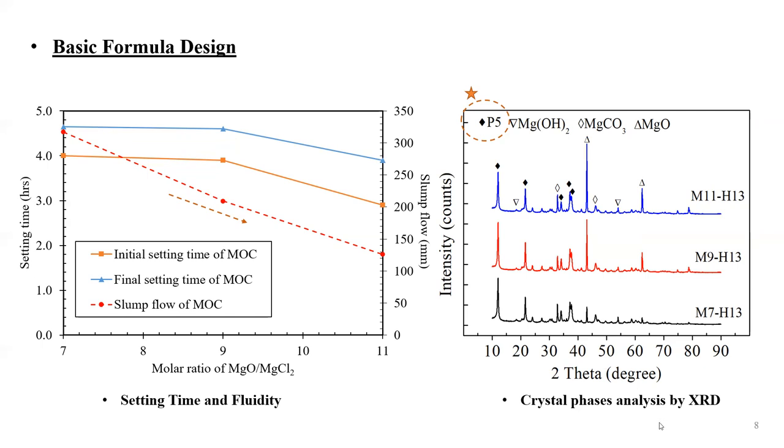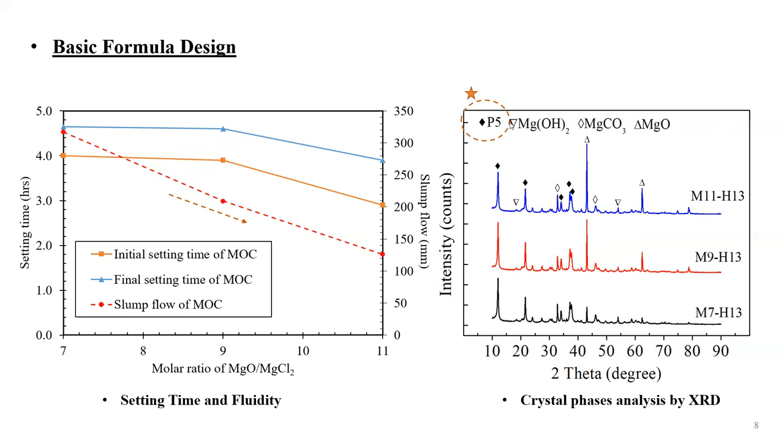We also tested the crystal phase by the XRD macro scale study test. These figures show the crystal phase analysis by XRD for M7H13, M9H13, M11H13. The dark point is the P5, phase 5, which is the desired phase for the MOC. And this small triangle is the MgO powder. So you can see in the M11H13, there is still a high amount of MgO powder. The excessive amount of MgO powder, which has not reacted with the other ingredients, is not a good thing because it's not very stable.